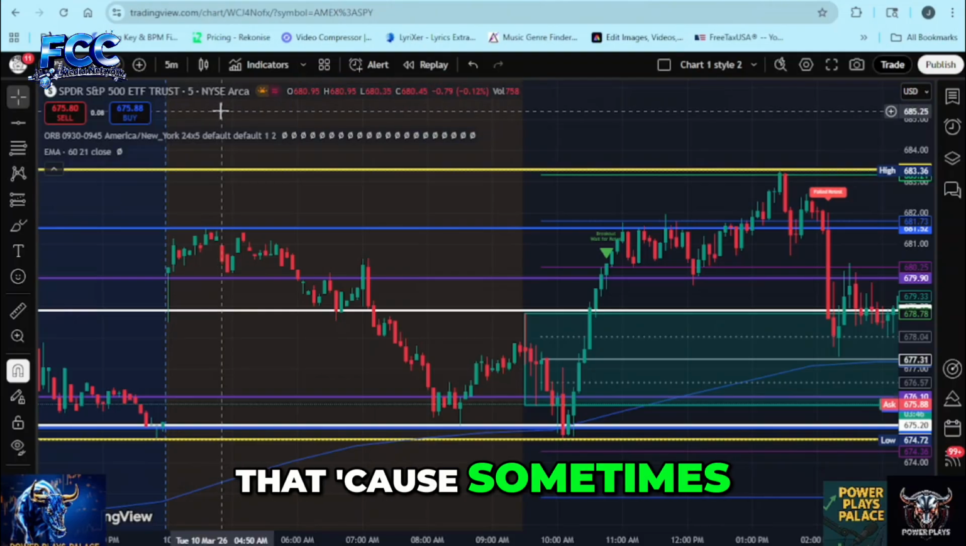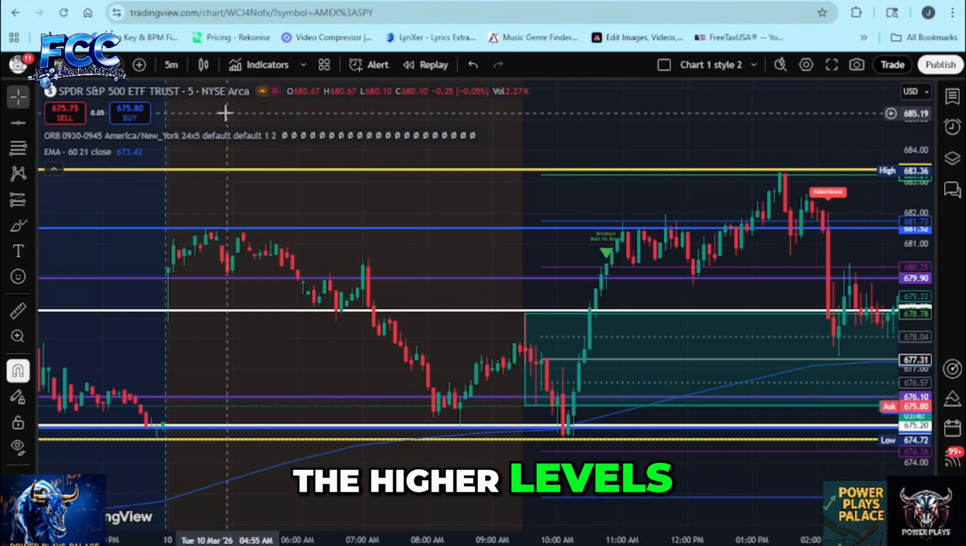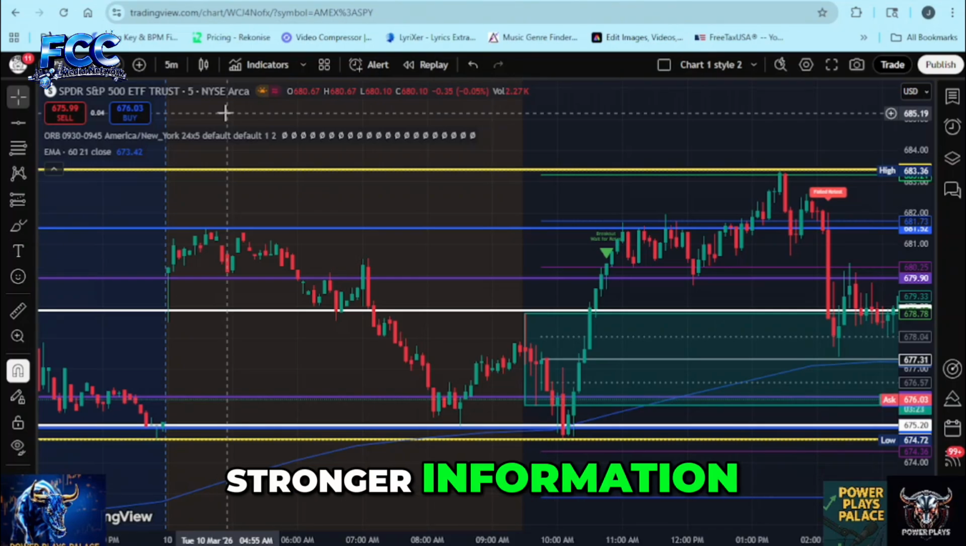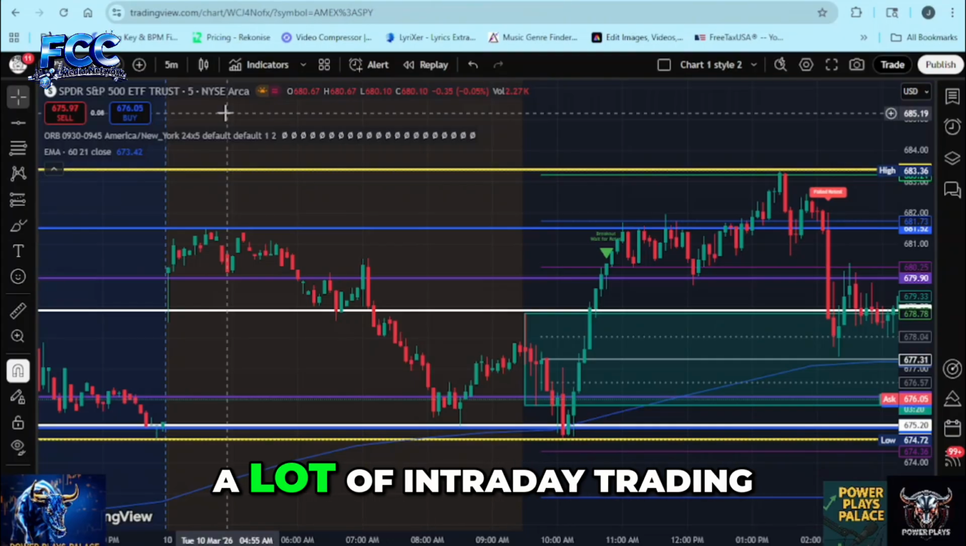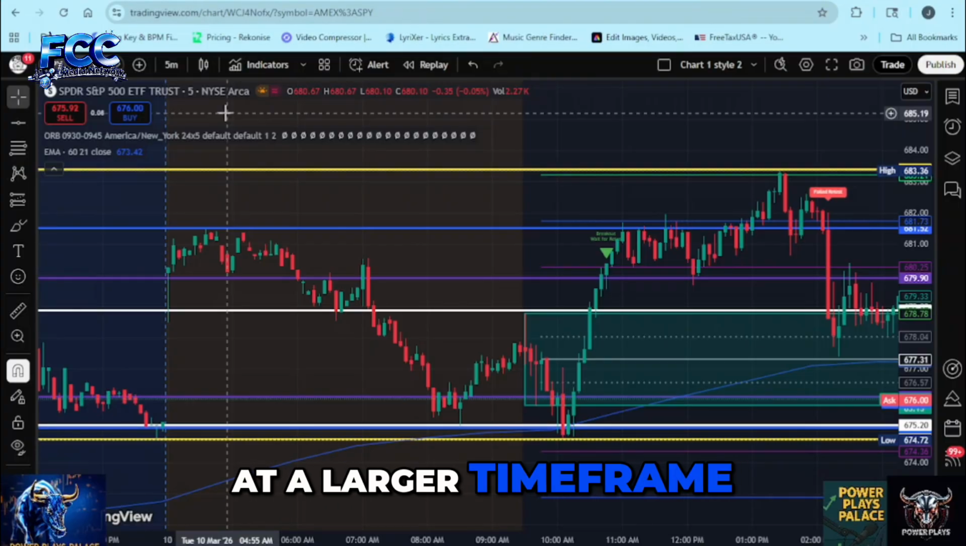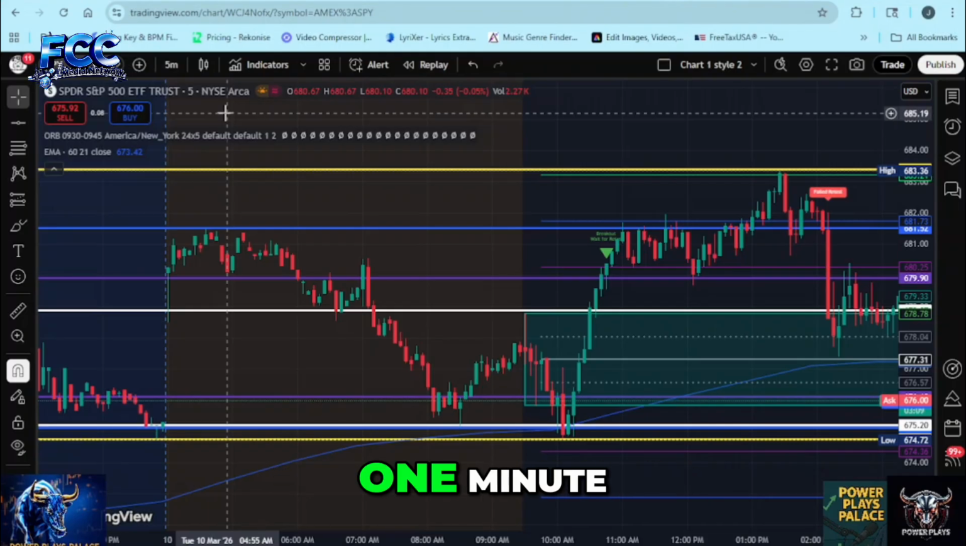And I need to say that because sometimes I use that 5 minute chart, but I want you to know the higher levels are a lot stronger. So if you're on a 15 or a 30-minute chart, they give a lot stronger information. On the 5 minute, we use that for a lot of intraday trading, to get in and out of trades. So when you look at a larger time frame, if you're on the hour, 30 minute, any time frame other than like the 1 minute, that'll be the lowest point in that area.